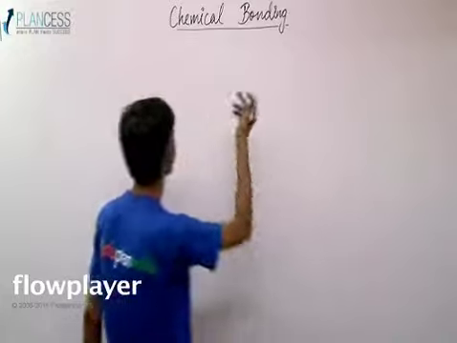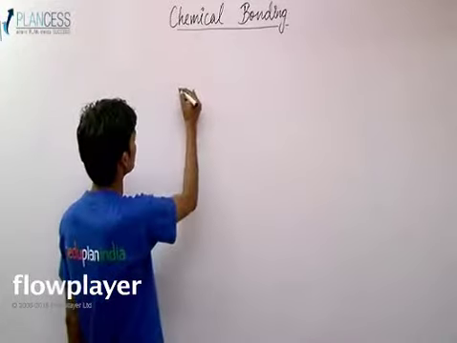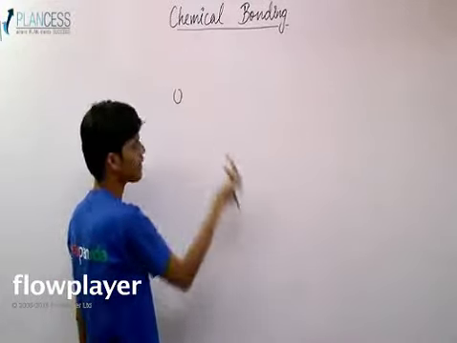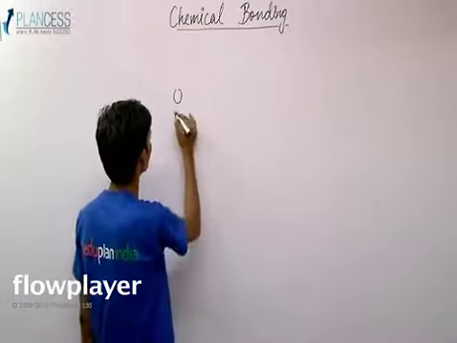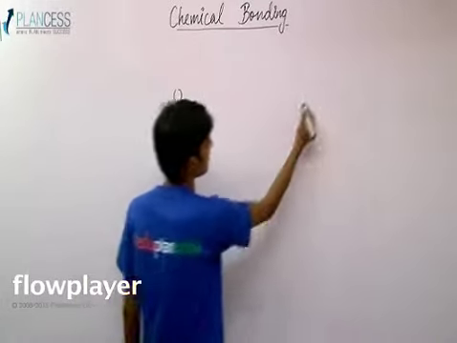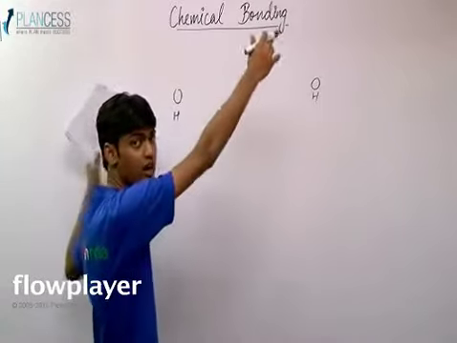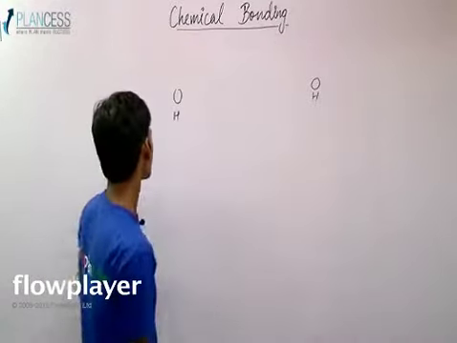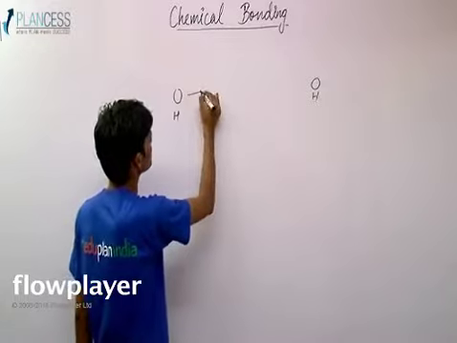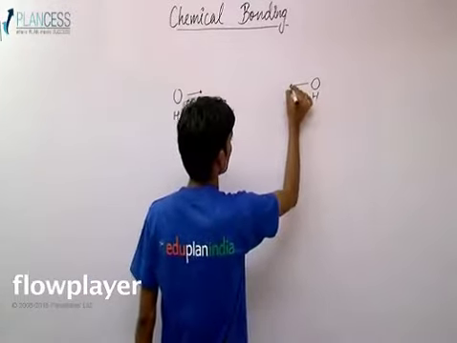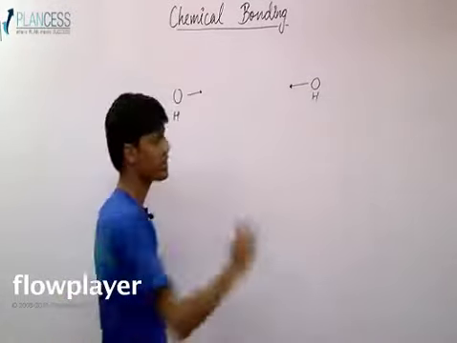So what does valence bond theory say? Let us take an example of hydrogen atoms. One hydrogen atom is here and one hydrogen atom is here. Initially they are separated by an infinite distance. They are very far away. So when they are approaching each other, what are the forces taking place?